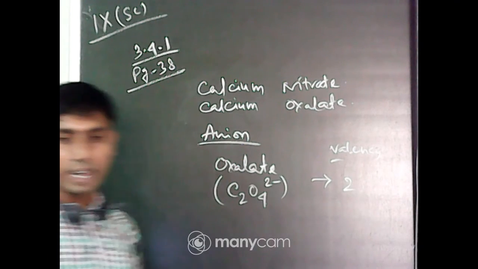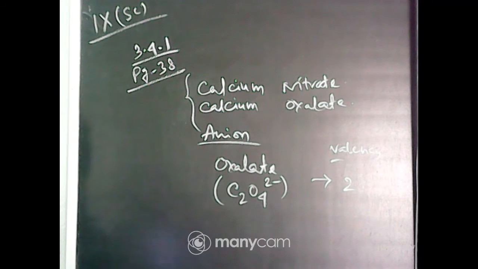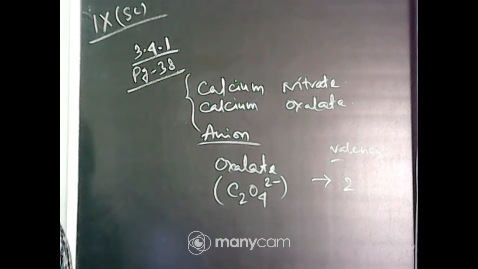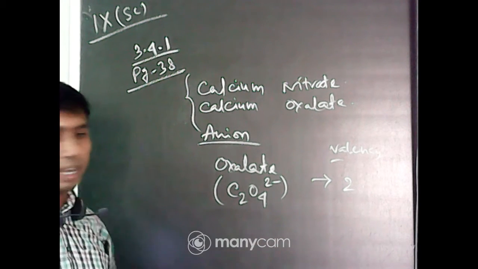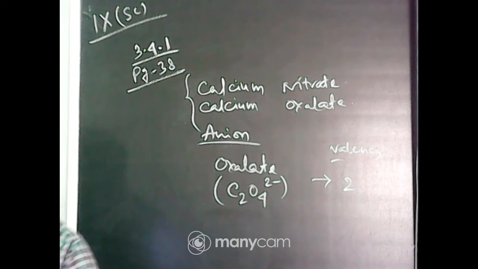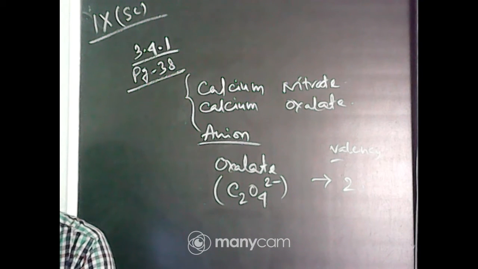Respond in the chat. What will be the formula of both these compounds? One is calcium nitrate and another one is calcium oxalate. The valency of oxalate is written here, and you complete it in your previous day's notes. I am waiting to see who can give the answer for calcium oxalate first.